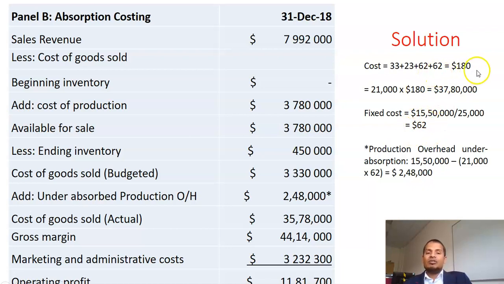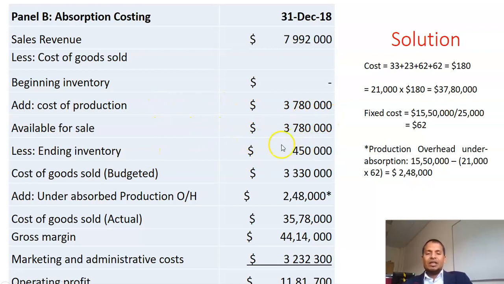Add this together, 180 is the per unit production cost multiplied by 21,000 production units. So if you multiply 21,000 times 180 per unit cost, then you'll get 3,780,000. That is the cost of production.